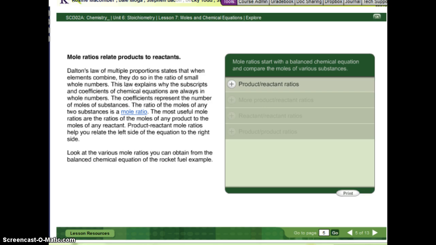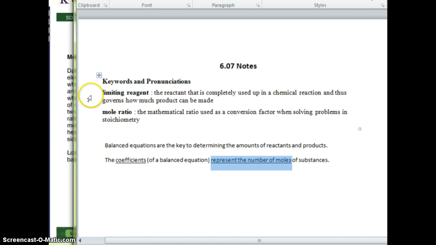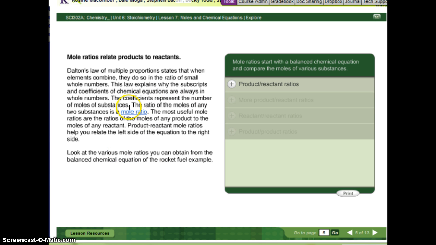Also on our notes, before we get too far and I forget, I added the keywords and pronunciation from the study guide. Limiting reagent: the reactant that is completely used up in a chemical reaction and thus governs how much product can be made. So in other words, which reactant runs out first, okay? And the mole ratio: the mathematical ratio used as a conversion factor when solving problems in stoichiometry.